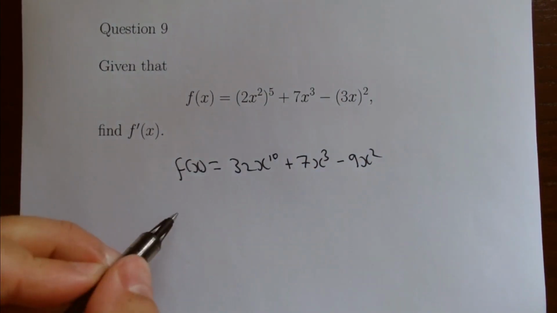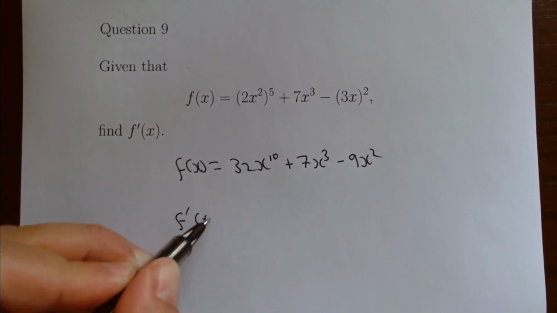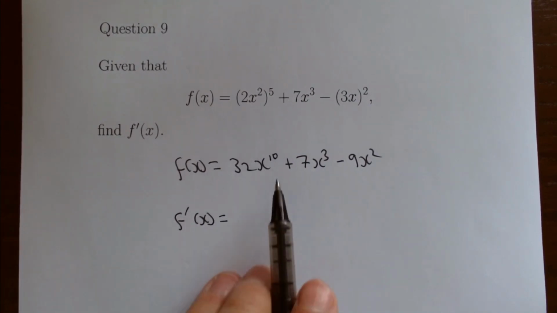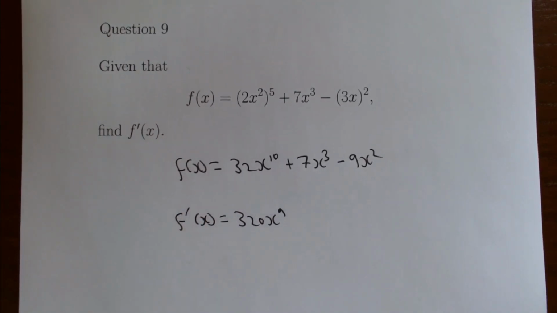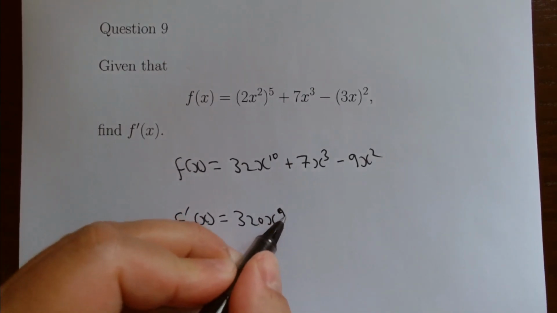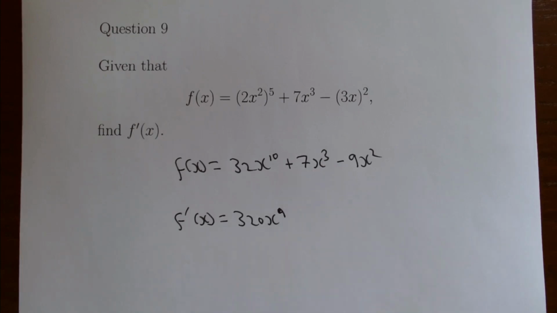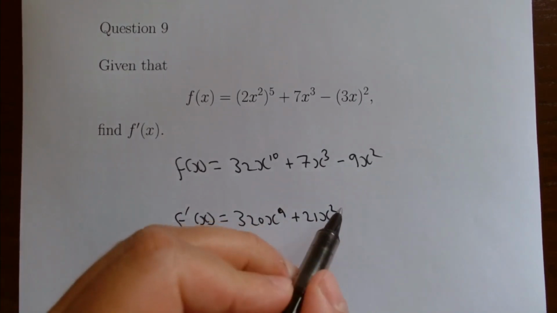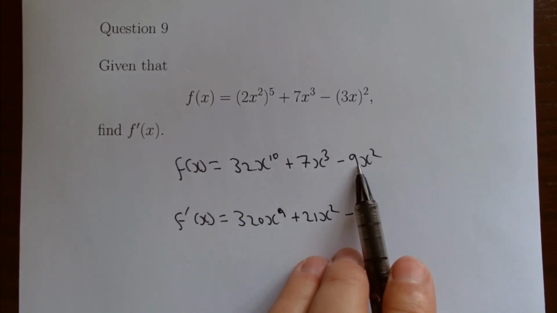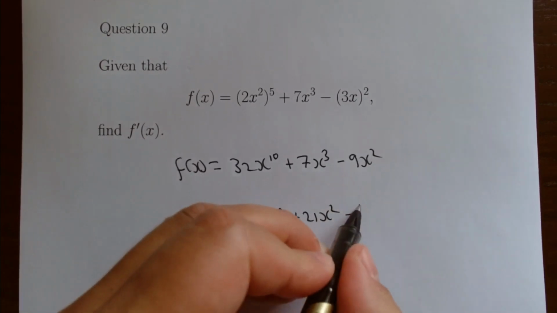And now we're ready to differentiate. So f dash of x is 320x to the 9, and that becomes 21x squared, and that becomes minus 18x.